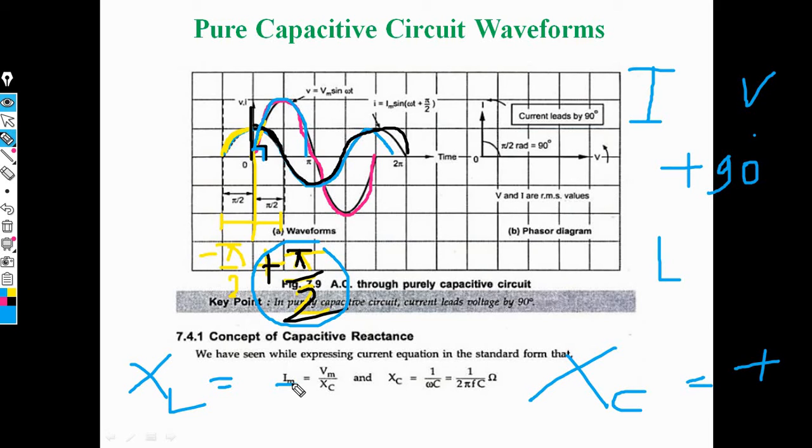Of the purely capacitive circuit. Now we need to calculate the concept of capacitive reactance, that is Im is equal to Vm upon X, where X is equal to 1 upon omega C, and omega is equal to 2 pi F. That means in capacitive reactance Im is equal to Vm upon Xc, that is X is equal to 1 upon omega C, putting omega equal to 2 pi F, that is X is equal to 1 upon 2 pi F C. Now this is the concept of purely capacitive.